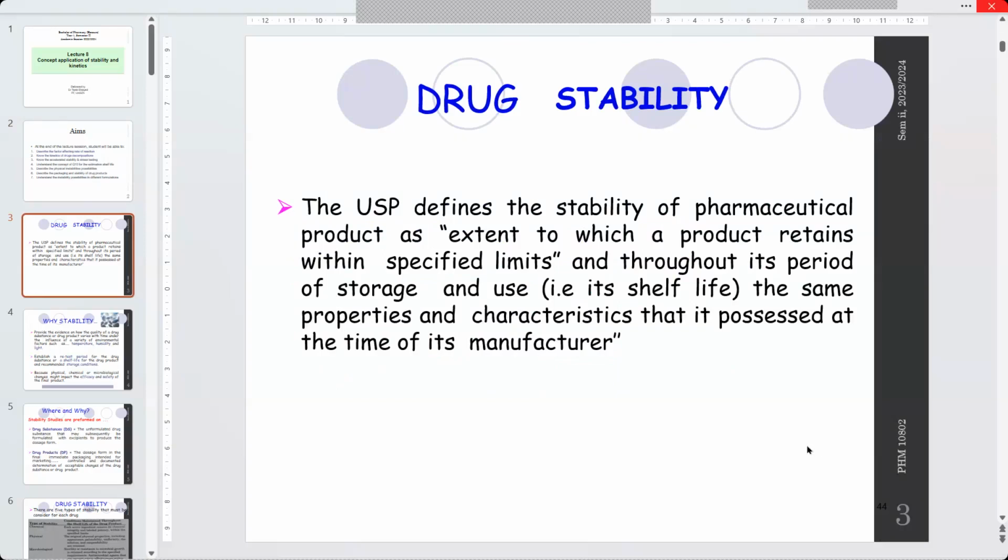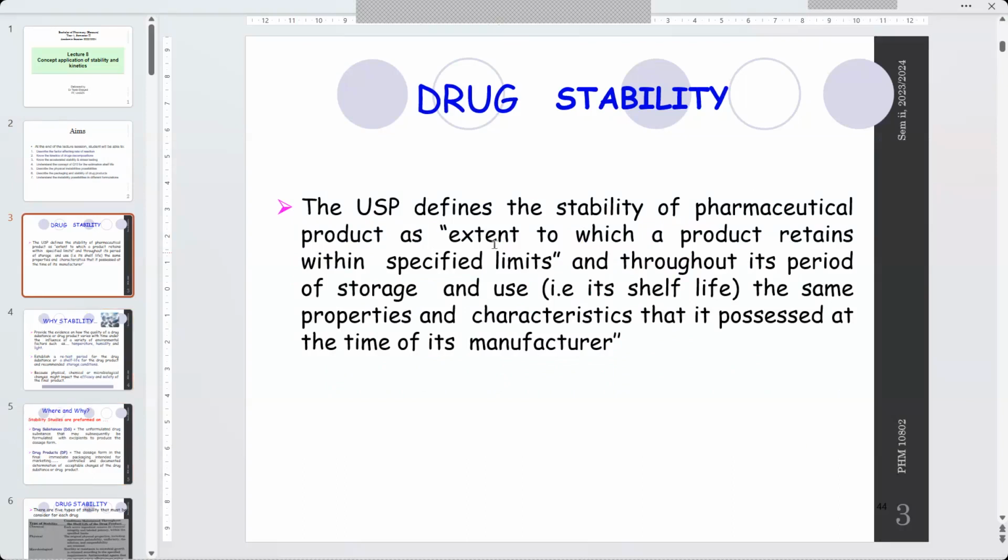First, we start with defining what is drug stability. To say the drug is stable means it can retain the characteristics that it had at the time of manufacturing. There may be some changes, but these changes should be limited and within acceptable limits.